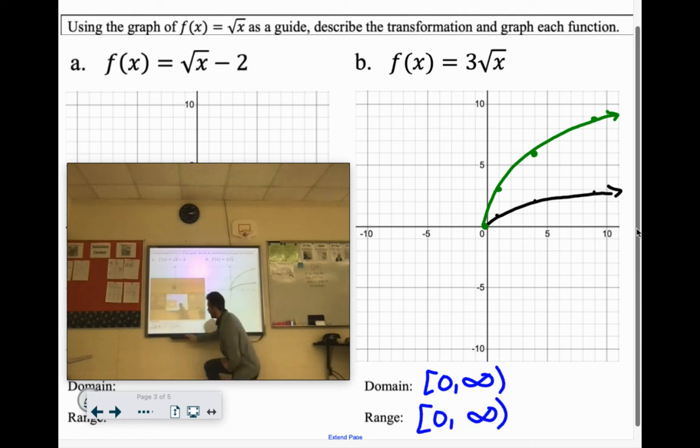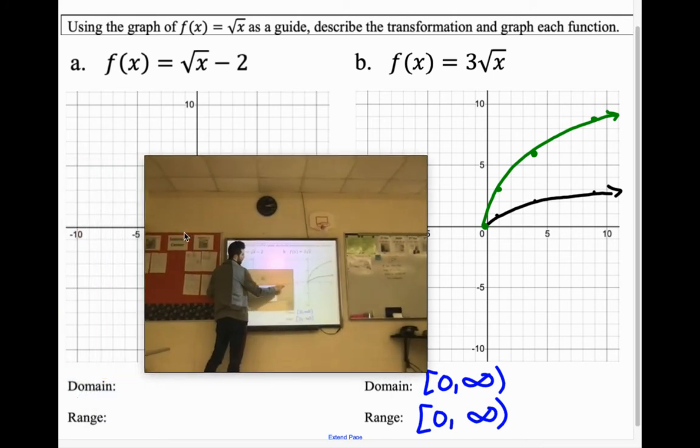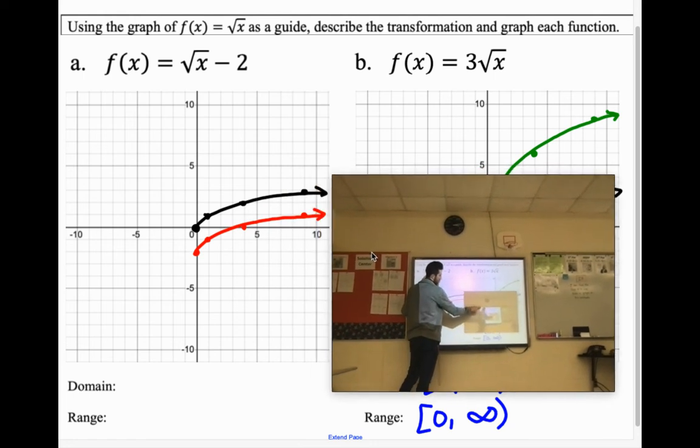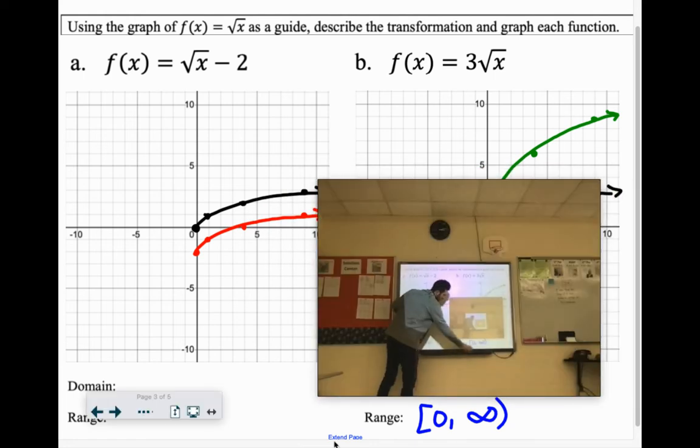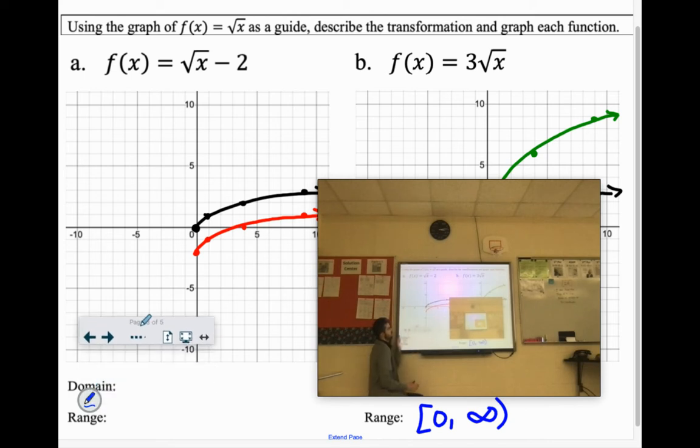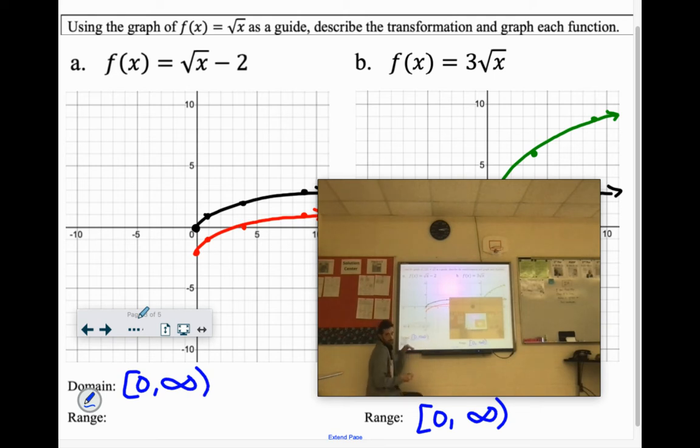Might be a little different on this one because we shifted everything down 2. So this one is shifted down 2, but domain is your x values, which our x values still go from 0 to positive infinity. But our y's all drop down 2. So the lowest value is negative 2, and then it goes towards positive infinity from there.